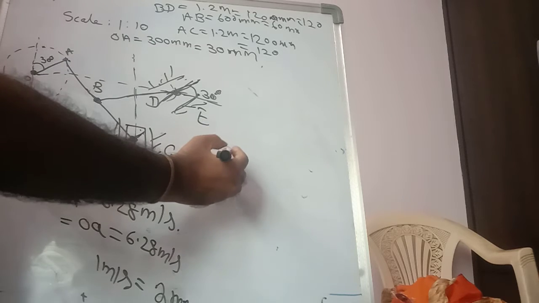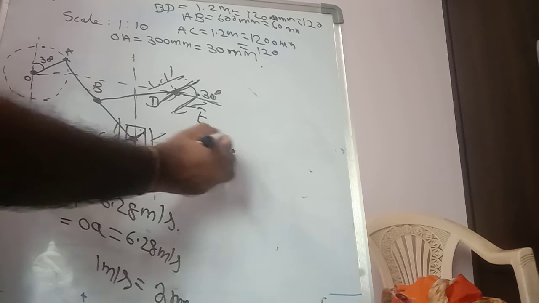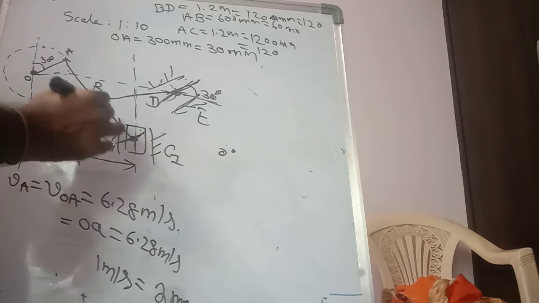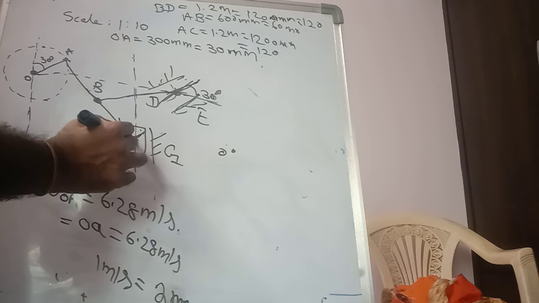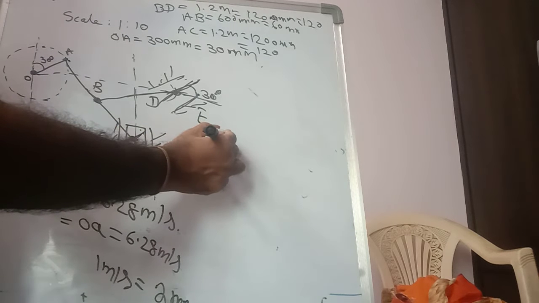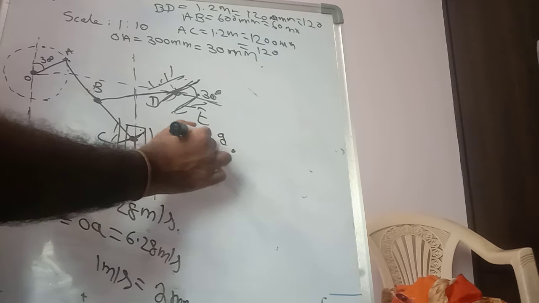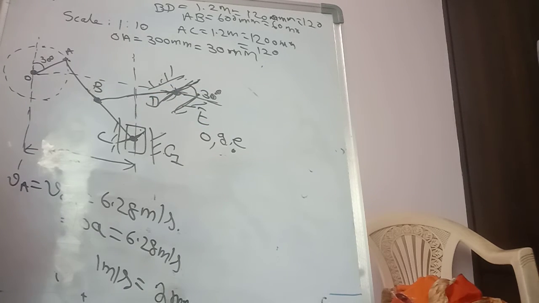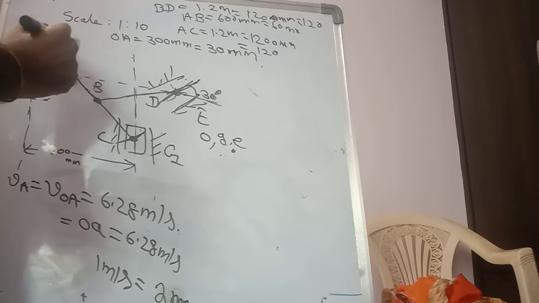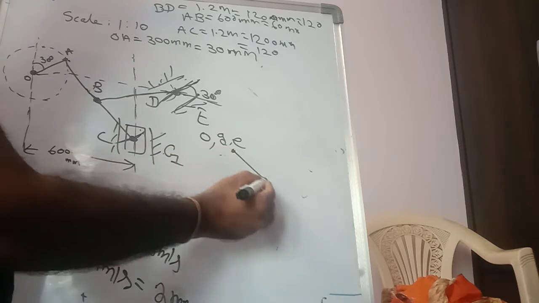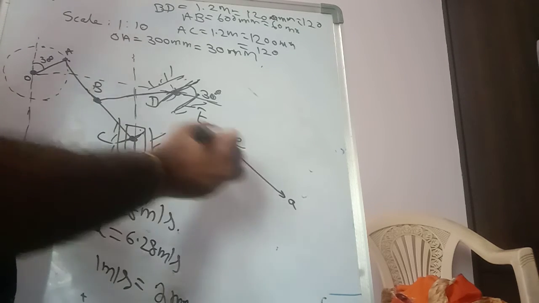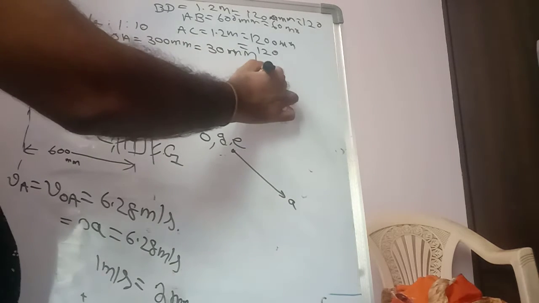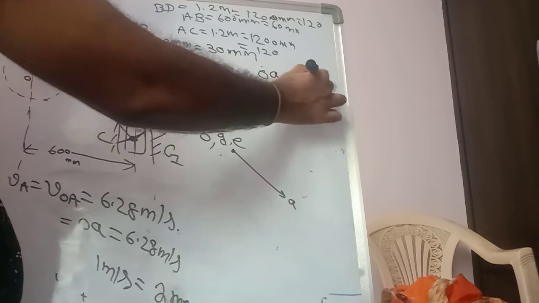Now you have to start with the fixed points. What are the fixed points here? O, comma G, and here E is fixed. We have to fix the OGE. Now we have to draw a line oa which is perpendicular to capital OA. So small oa is perpendicular to the capital OA.